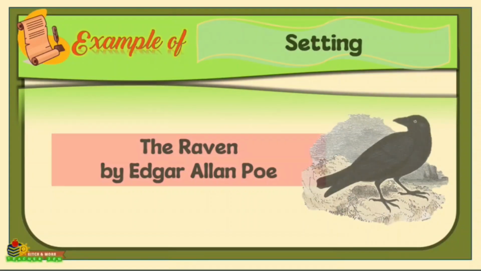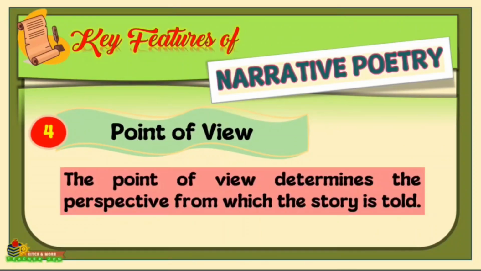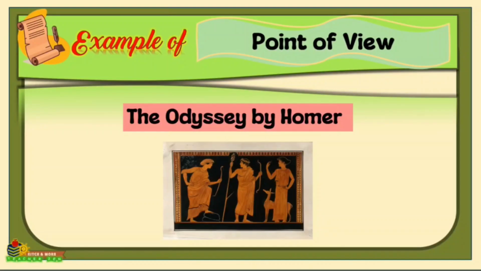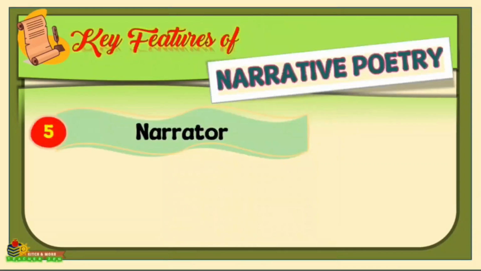Next is the point of view. The point of view determines the perspective from which the story is told. It could be first person, where the narrator speaks directly as a character in the story, or third person, where the narrator is an observer of the events. In the Odyssey, Homer uses third-person omniscient narration, allowing us to follow Odysseus' journey and his interactions with gods, monsters, and humans.